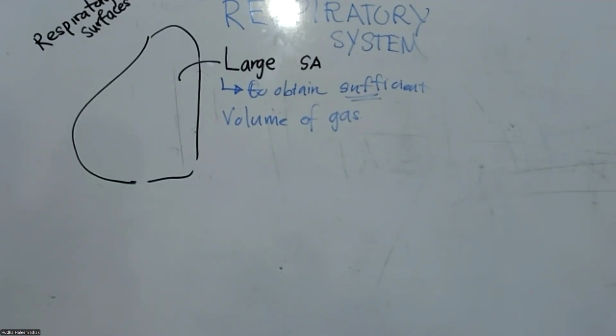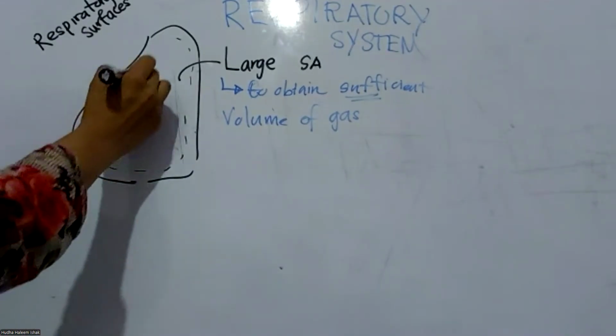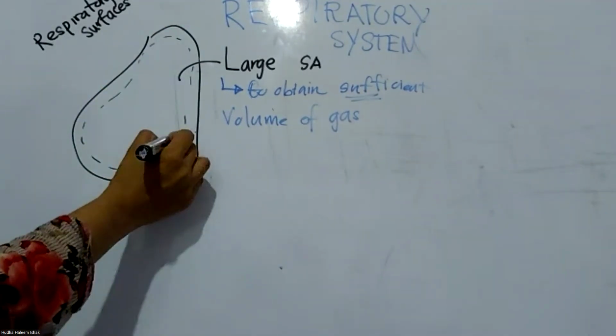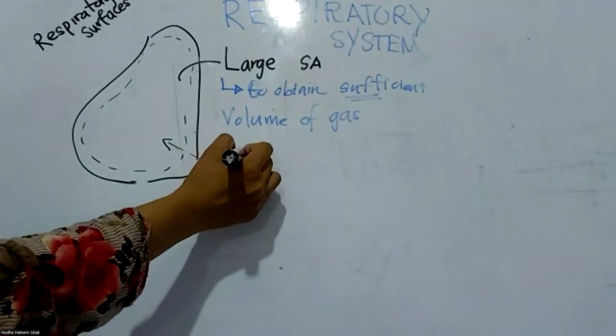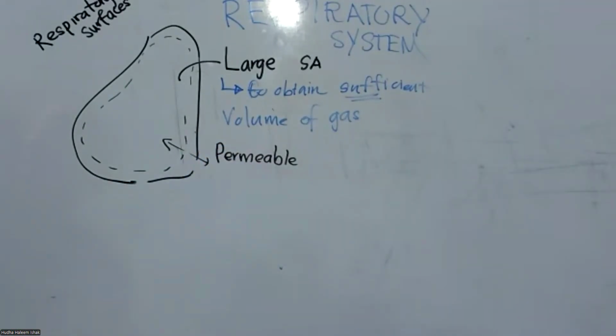And then the second character is that this respiratory surface should be permeable. If it doesn't permit the gas to go in and out, there is no point of being a respiratory surface, right? Therefore, this should be permeable. This should allow the substances to go in and out. Permeable in the sense it should allow the substances to go in and out.